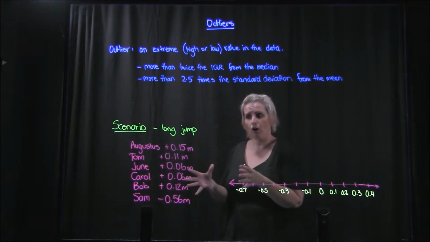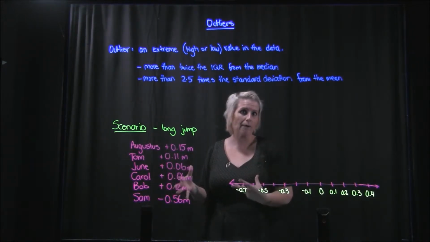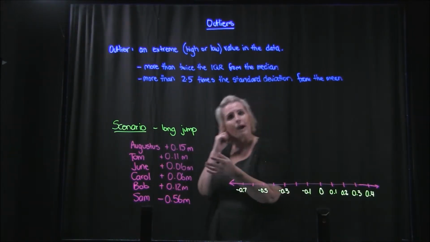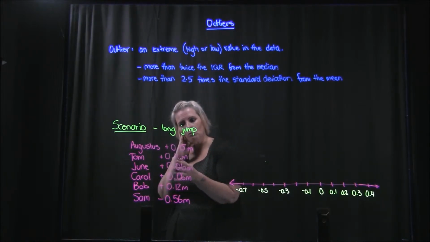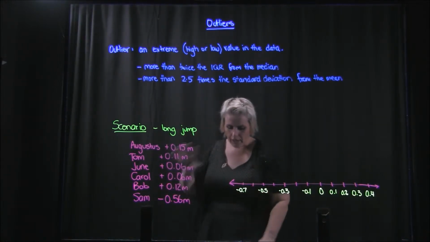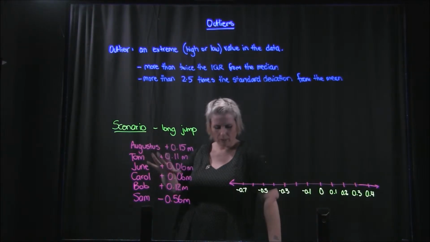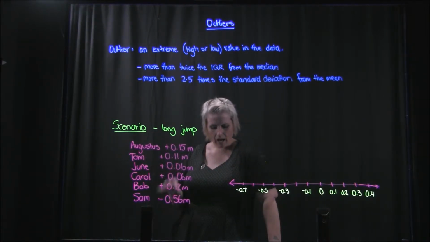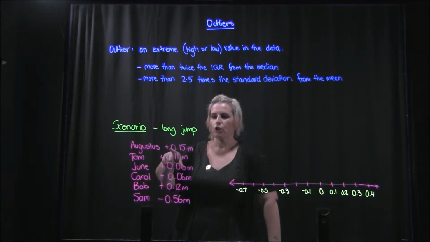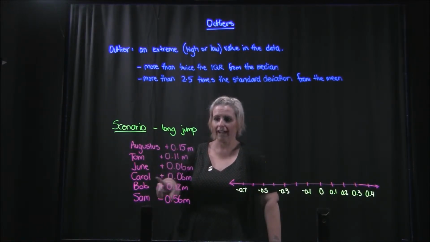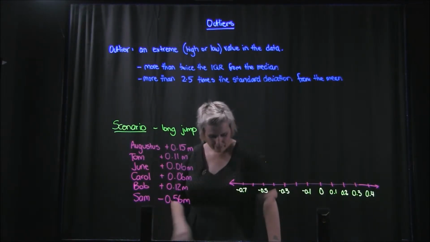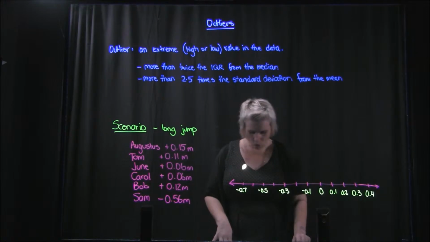So let's have a quick look at an example and see what actually happens to some of our measures of center when we have an outlier. Here, we've got a new coach working with long jump athletes. Athletes' performance has changed, and so he's collated how far they can jump. Augustus, Tom, June, Carol, and Bob have all improved. Unfortunately, Sam got worse.